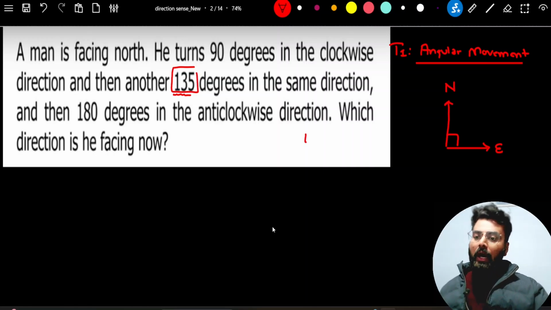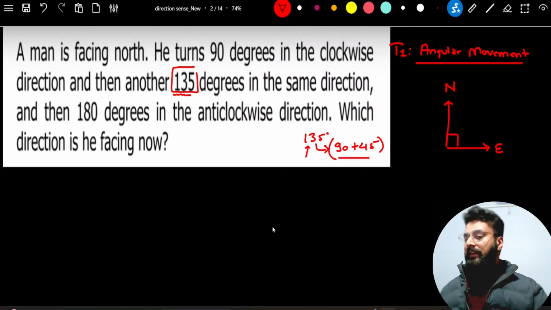So I don't know how comfortable you are with 135 degree, but it can be made simpler if you just break it with the help of 90. So can I write 135 degree as 90 plus 45? Because this way it would be easy for me. Taking a 135 degree turn is same as taking 90 plus 45 degree turn. So let us first move by 90 degree and then we'll move by 45 degree. So 45 degree will work as an angle bisector, right?